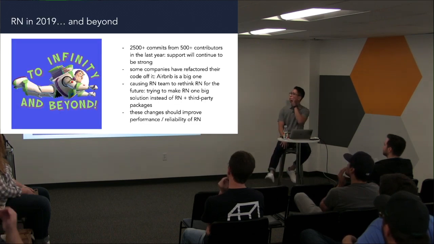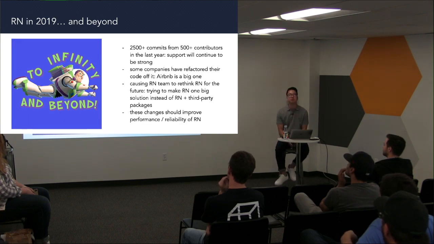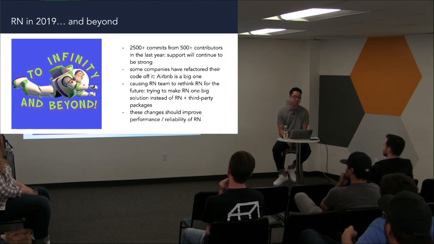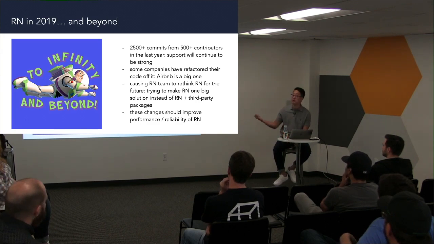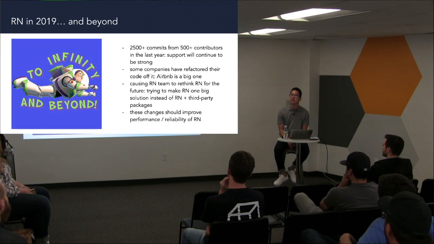So React Native in the future: just in the last year, there's been over 2,500 commits from 500 plus contributors. And so support is going pretty strong. That said, they did lose some big companies that used to write their mobile code in React Native. Airbnb is a big one, obviously.